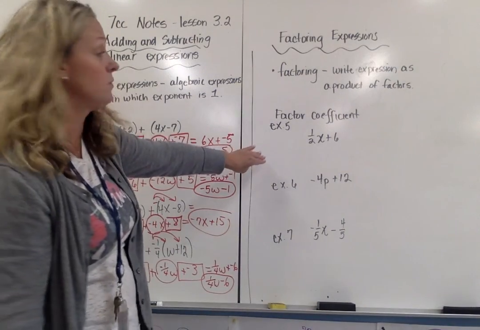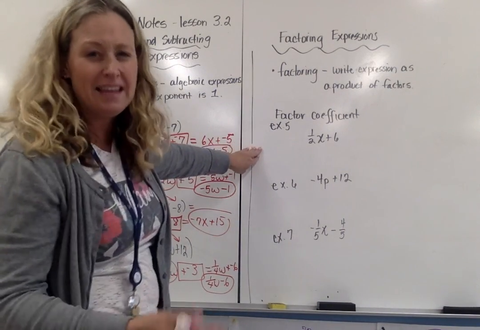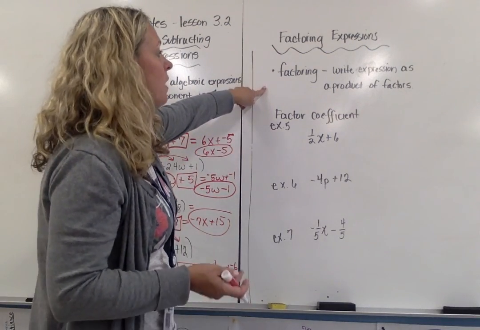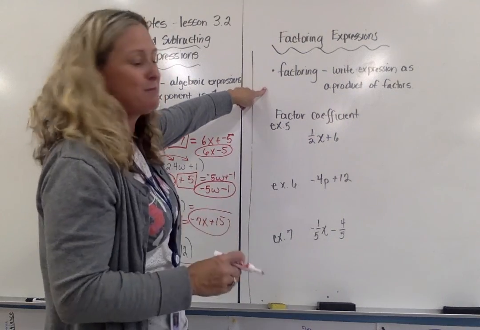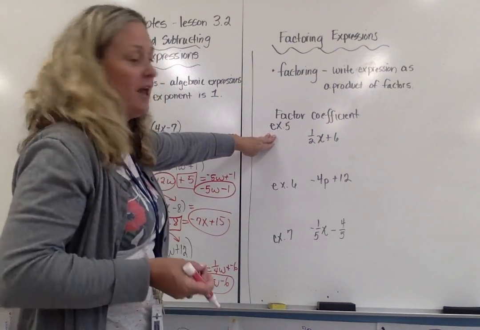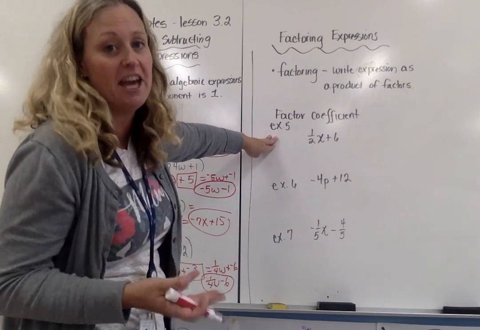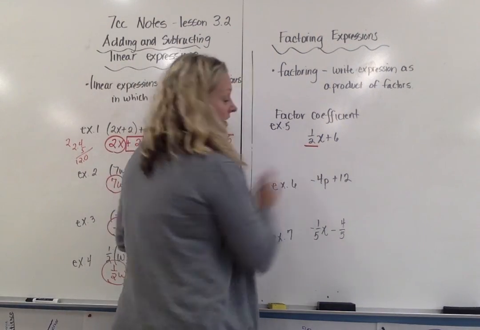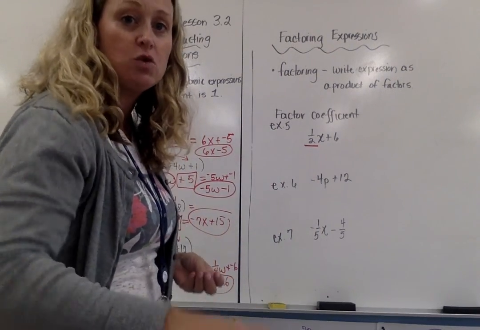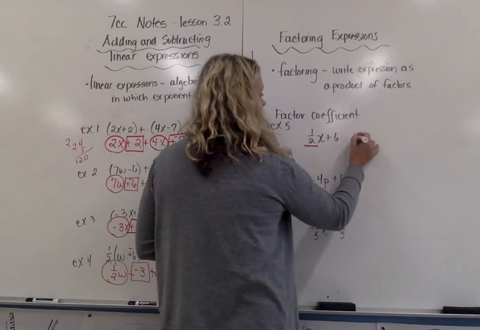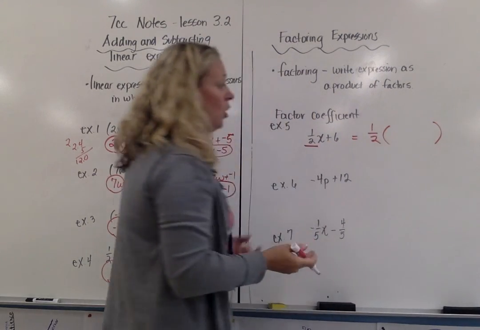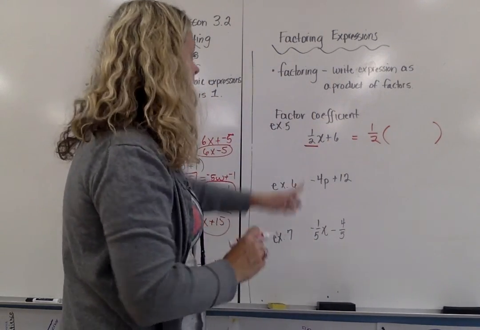The next part of lesson 3.2 is factoring. I like to think of factoring as the reverse distributive property because factoring is writing an expression as a product of factors. So if I'm expected to go ahead and factor the coefficient, I need to identify the coefficient. It's 1/2. So what I'm going to do is take 1/2 out of each one of the terms. And then I need to figure out the reverse distributive property.